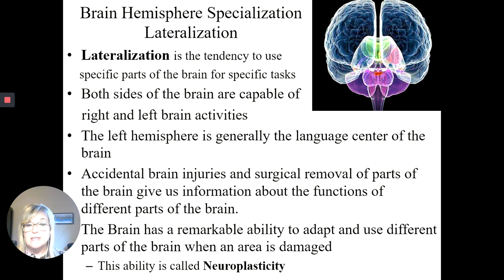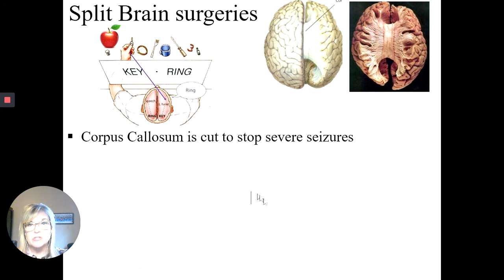The brain does have a remarkable ability to adapt and use different parts of the brain when an area is damaged, and this is called neuroplasticity. So this is why when somebody has a brain injury, maybe they have a car accident or something, they can relearn to walk, they can relearn to talk, but what they have to do is train another part of the brain to perform those tasks that the part of the brain damaged in their accident used to perform.